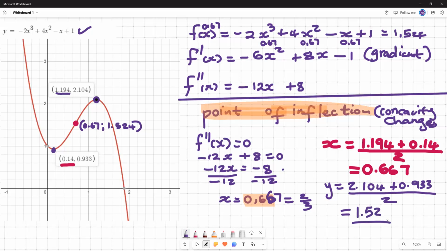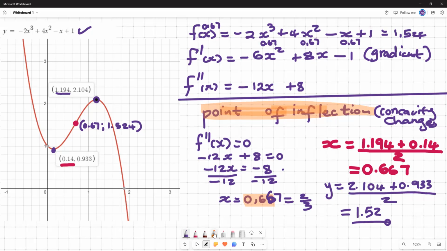Do you see it? So the easier way to do it, if you have the turning points, you can just do the midpoints. That will give you the point of inflection. But it is very important to know that it's the second derivative of the function, where the second derivative equals 0.